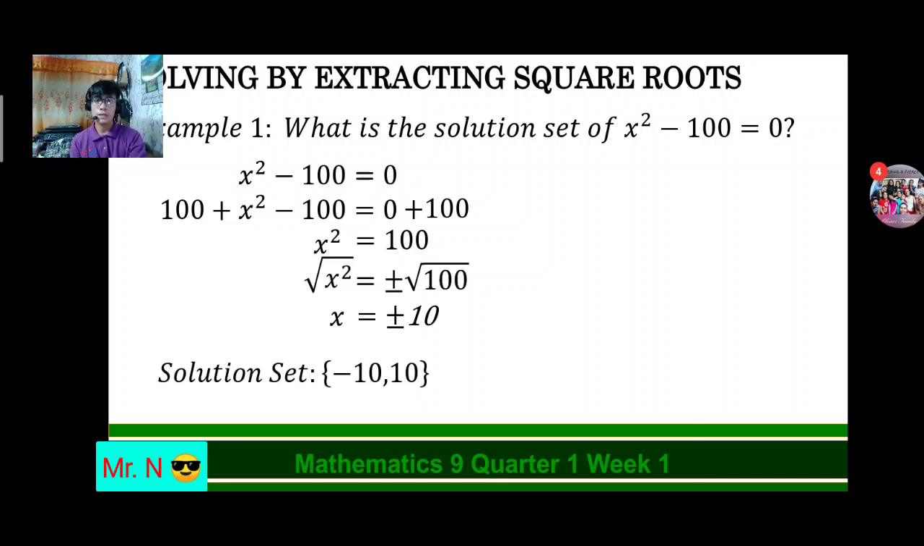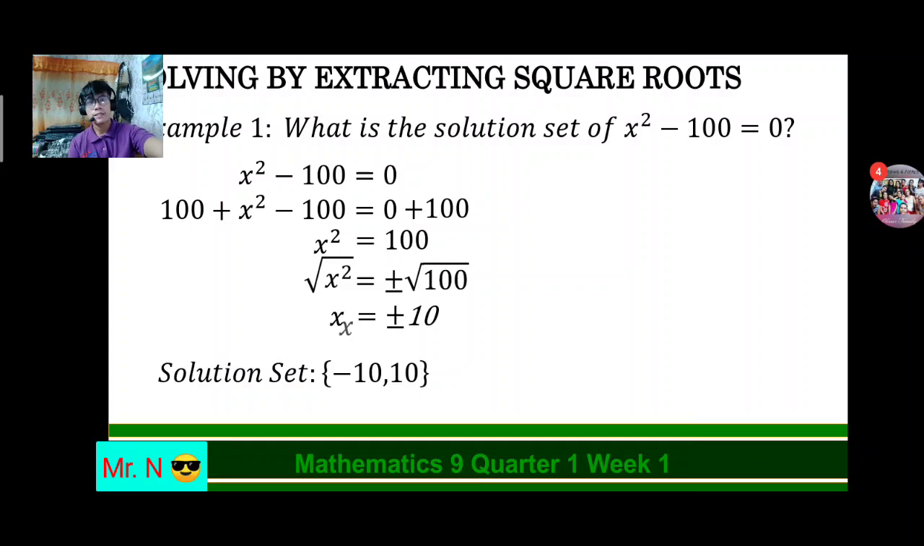So kapag susulat kayo ng final answer ninyo, a solution set, kailangan naka-enclose siya using the braces, grouping symbol braces. Okay, tapos kailangan nasa left side yung smaller number and nasa right side yung bigger number. Okay, so negative 10 and 10.